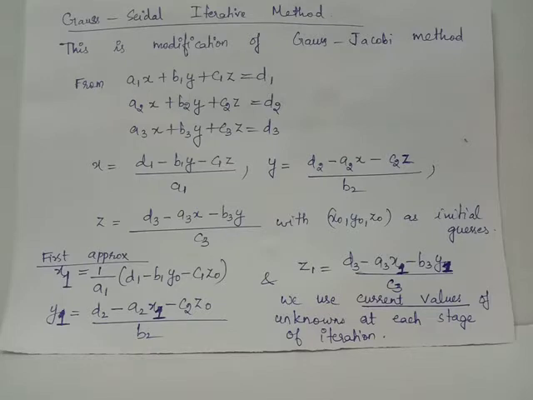y2 equals (d2 minus a2 x2 minus c2 z1) divided by b2, where x2 will be taken from the current iteration, which is the second iteration itself, and z1 will be taken from the previous iteration. z2 equals (d3 minus a3 x2 minus b3 y2) divided by c3, where x2 and y2 will be the updated values of variables x and y from the current iteration, which is the second iteration itself.